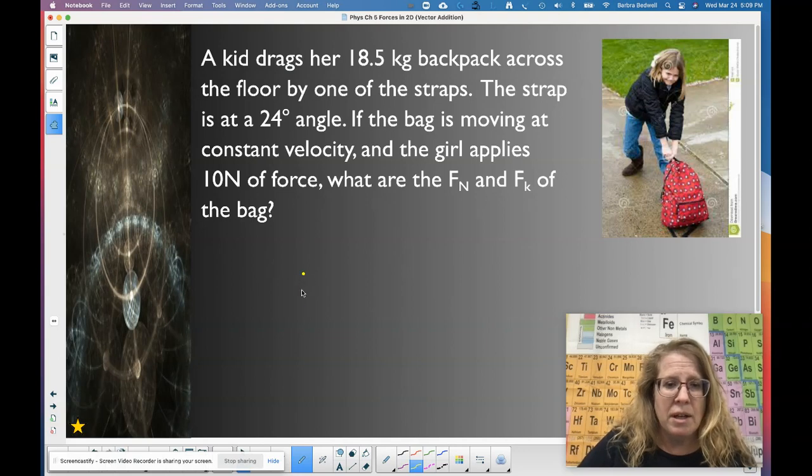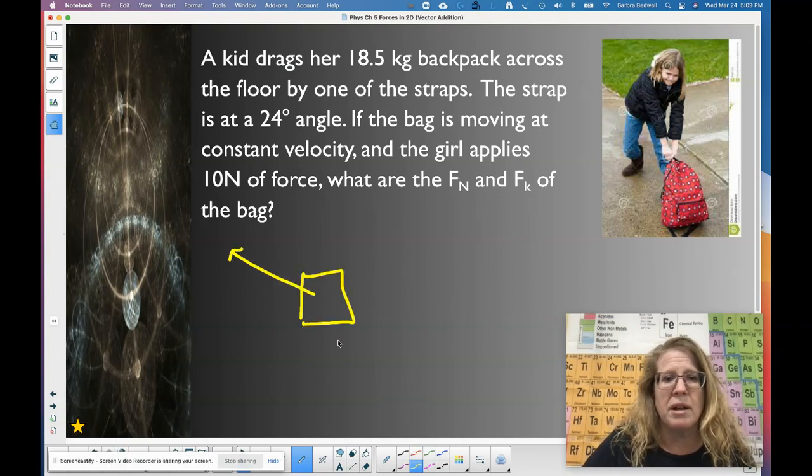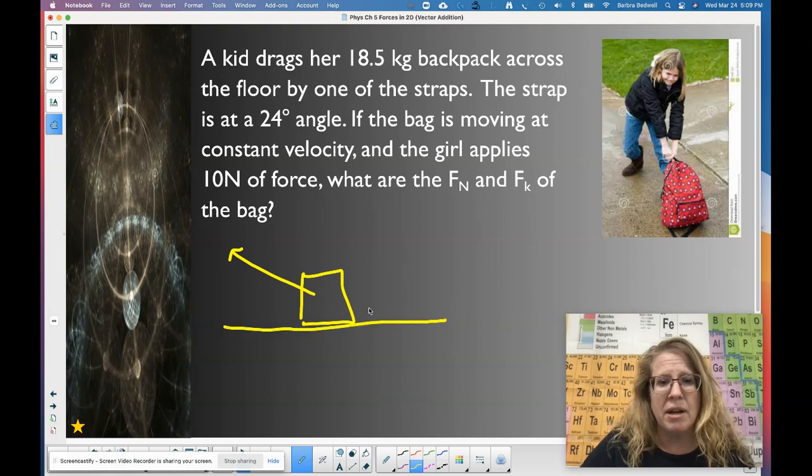Okay, so let's take a look at it. We've got our backpack like this. We're pulling it at an applied force like that. Here is our ground like this. We have movement. It's going to go this direction. Again, I always do my movement that way just so I know that that's a movement thing. Here's our Fa. What else do we know?